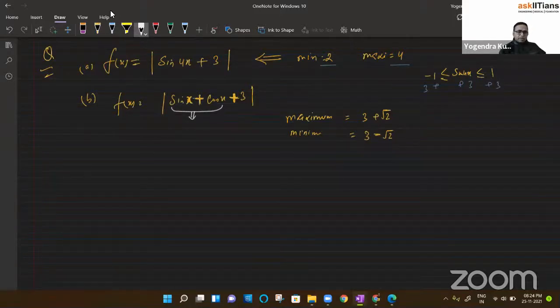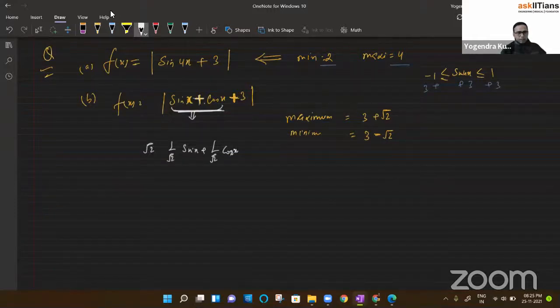We cannot decide, right? Like Vedant is saying, one is giving maximum, one is giving minimum. We need to combine them, we need to use some logic to combine them. That's how we decide. So what do we do for that? Multiplier is what? 1 here, here also 1. So we do 1 by root 2 sine x plus 1 by root 2 cos x.